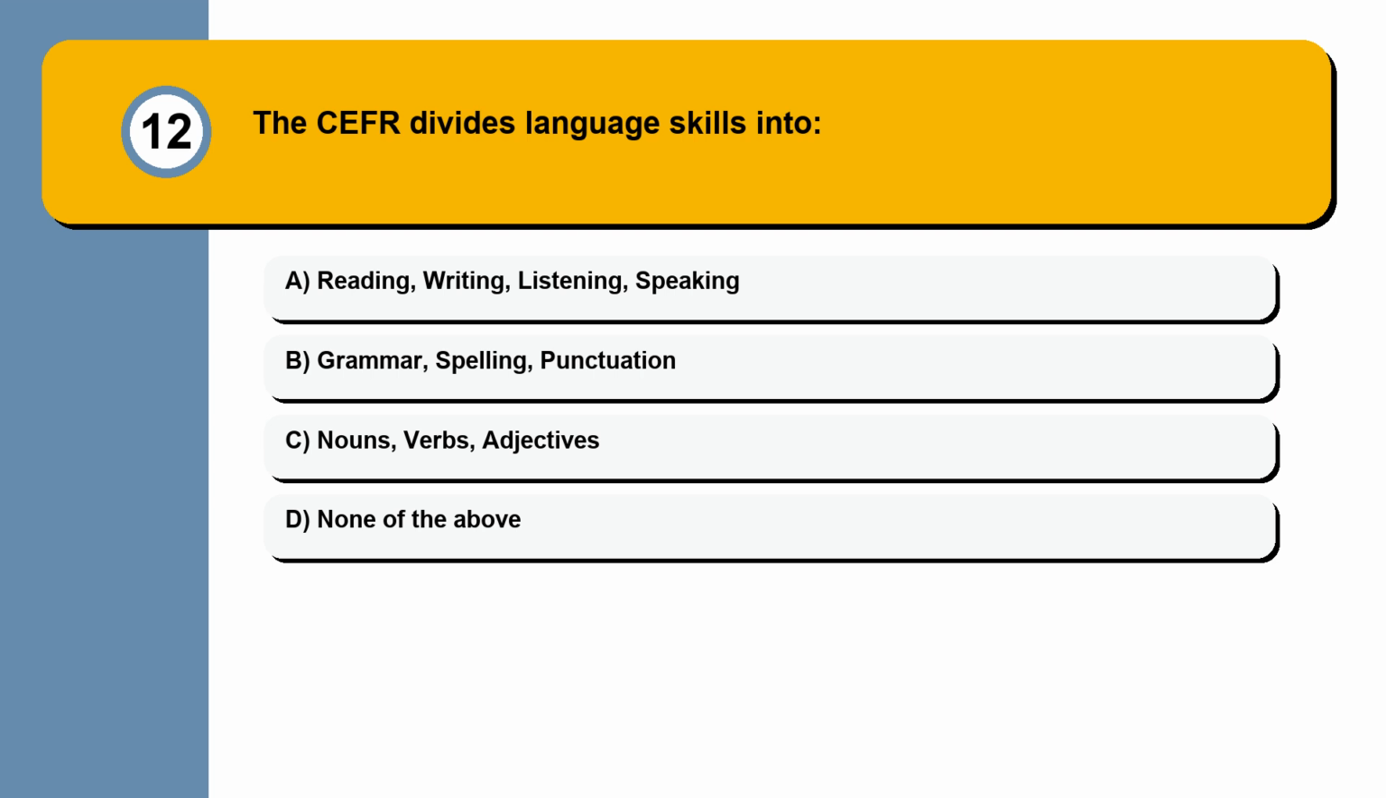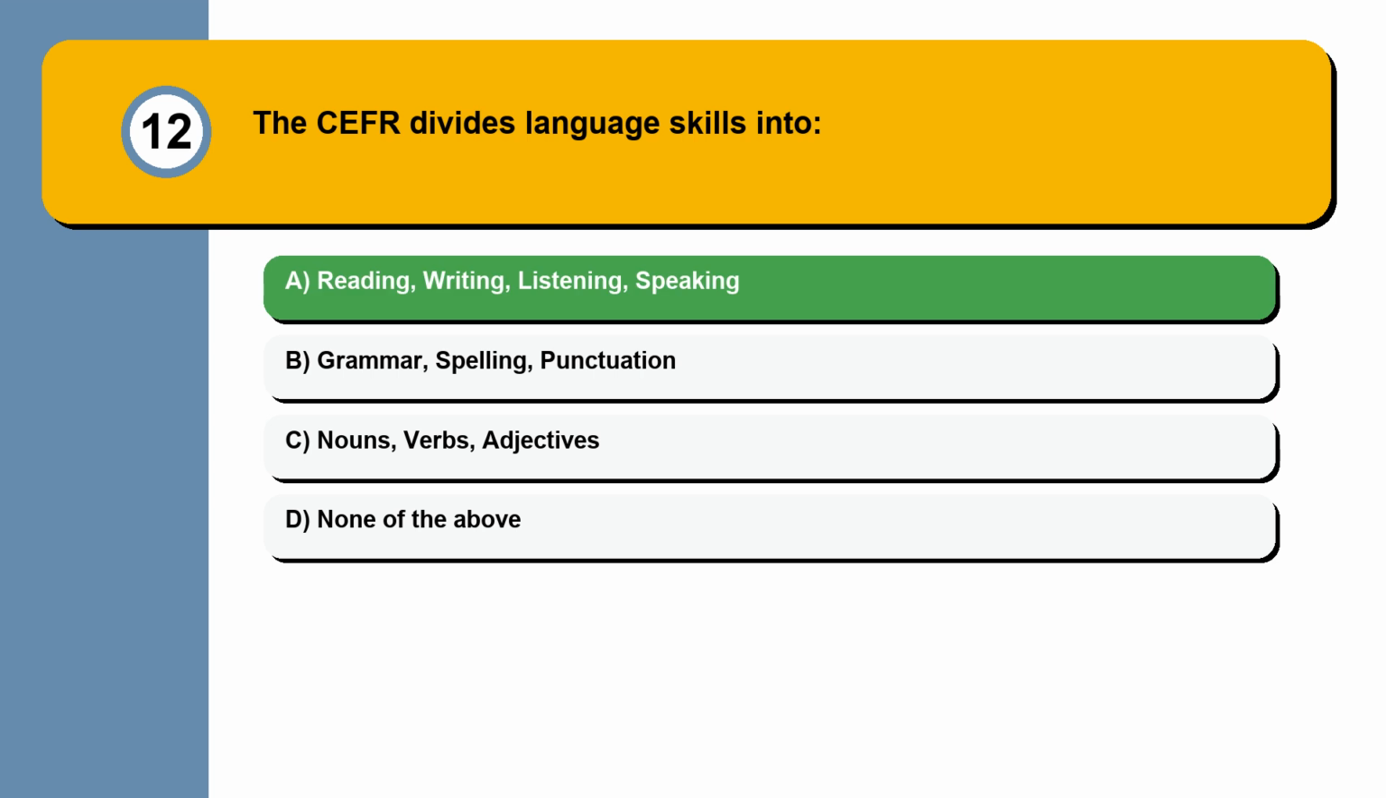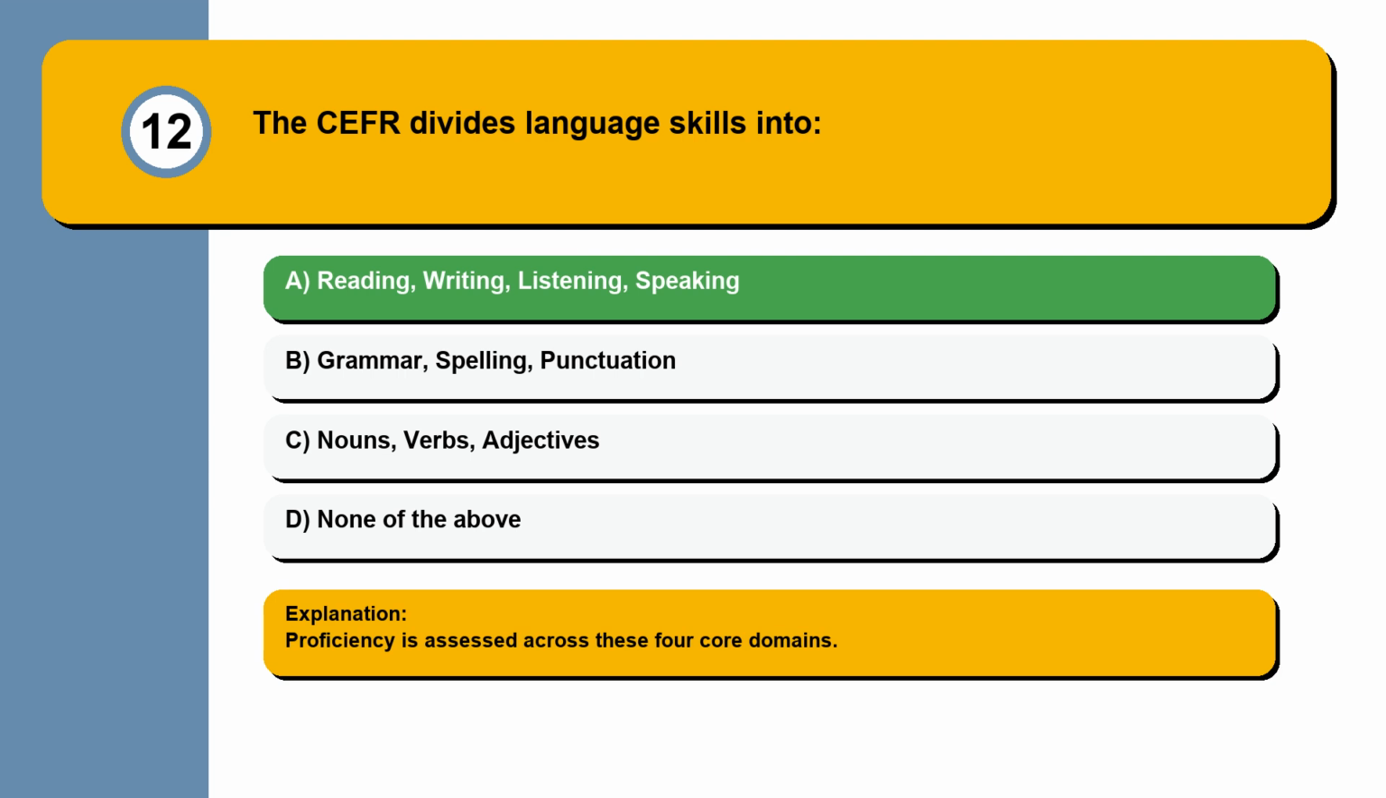Question 12. The CEFR divides language skills into reading, writing, listening, speaking, grammar, spelling, punctuation, nouns, verbs, adjectives, or none of the above. Proficiency is assessed across these 4 core domains.